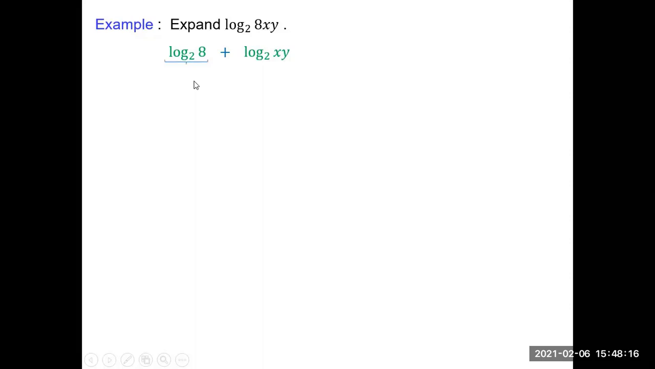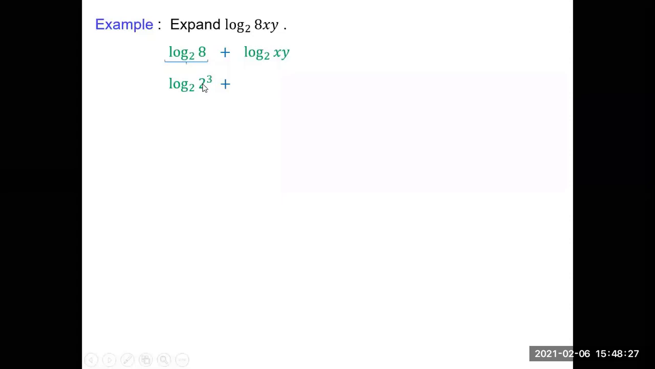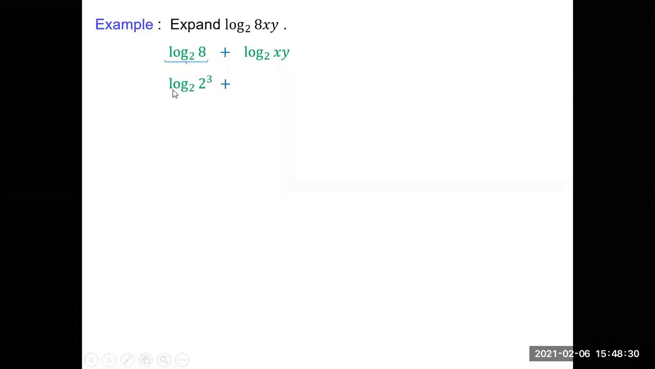And we should recognize that log base 2 of 8 can be written as log base 2 of 2 to the third. The reason we would do this is because 8 is a particular exponential form, 2 to the third. And now we can see that log base 2 of 2 to the third will simply become the exponent of 3. As we take a look at log base 2 of x times y, we can break those apart through addition as well, which means my final result is 3 plus log base 2 of x plus log base 2 of y. Now we know that we've finished if we don't see any more products inside of a logarithm.